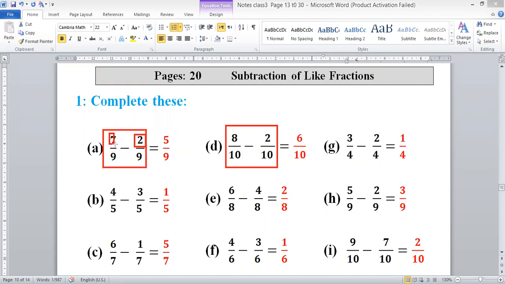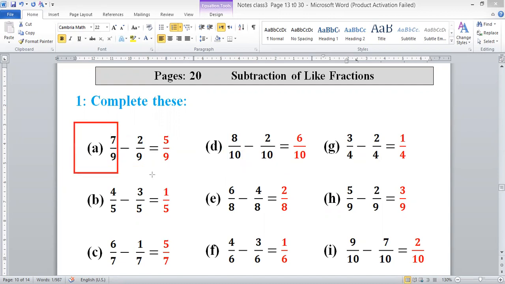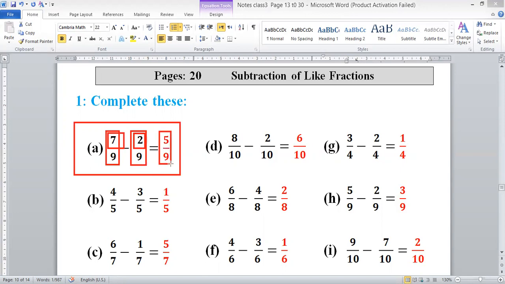In part A, the first fraction is 7 over 9, second is 2 over 9. So these are like fractions. Whenever we want to subtract like fractions, we must subtract the smaller numerator from the greater numerator. Smaller is 2, subtract 2 from 7. 7 minus 2, 5. Remember that the denominator stays the same. 9 remains 9. Here 10 remains 10. Here 4 remains 4.